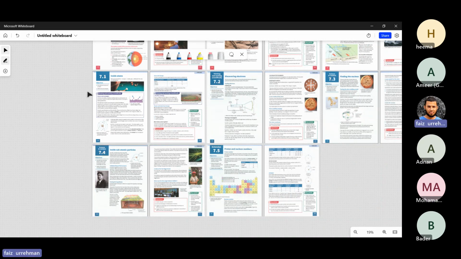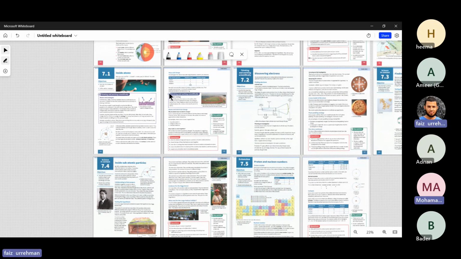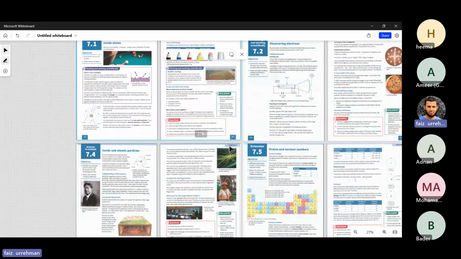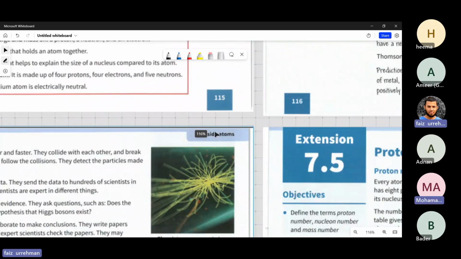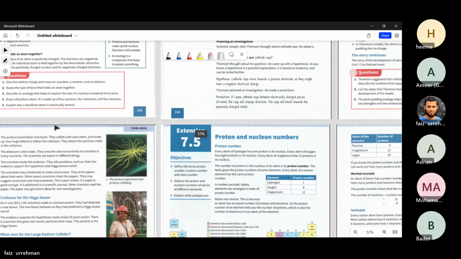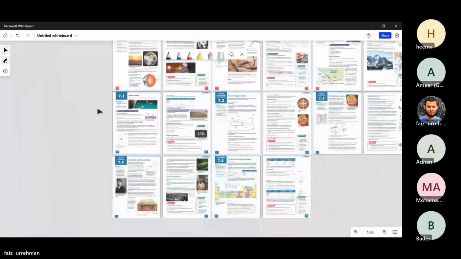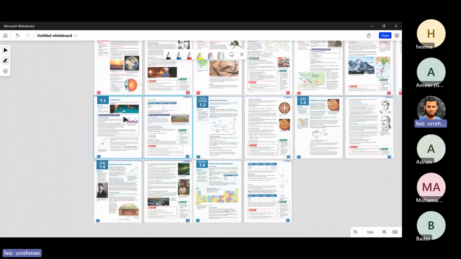Okay. So 7.1, what is the actual name of this chapter? The actual name of this chapter is what? Inside Atoms. The full name of the chapter is Inside Atoms, because this is what you will see on each page on top. Yes, inside atoms. Even here, inside atoms. So this is what we are going to study now.